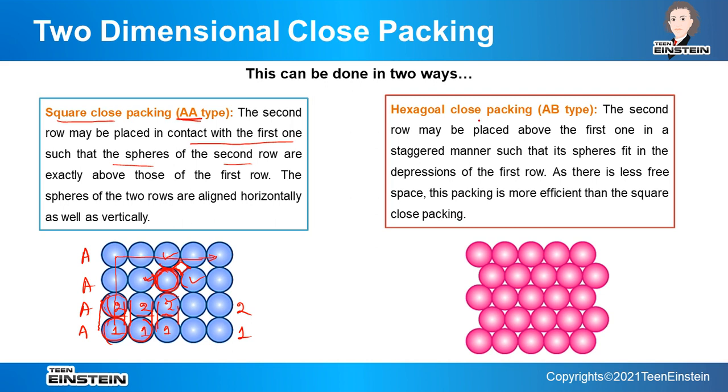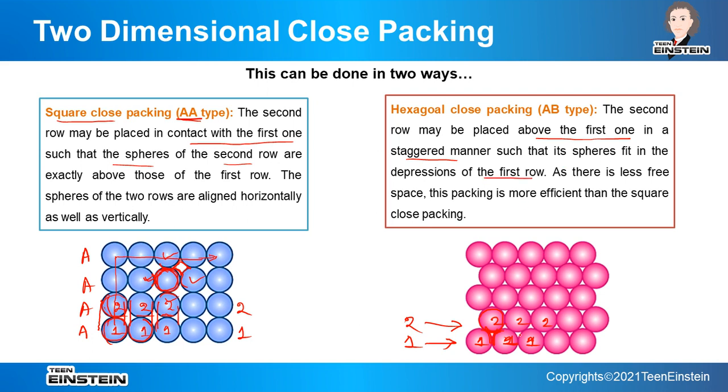Next type is AB type or hexagonal close packing. Now see, if this is the first row, 1 1 1, then 2 2 2. So when we are arranging the second layer, this is the second layer, this is the first layer. Here the particles we are placing in the depression of the 2 particles of the first row, in this depression. So the second row may be placed above the first one in a staggered manner, such that its spheres fit in the depression of the first row.